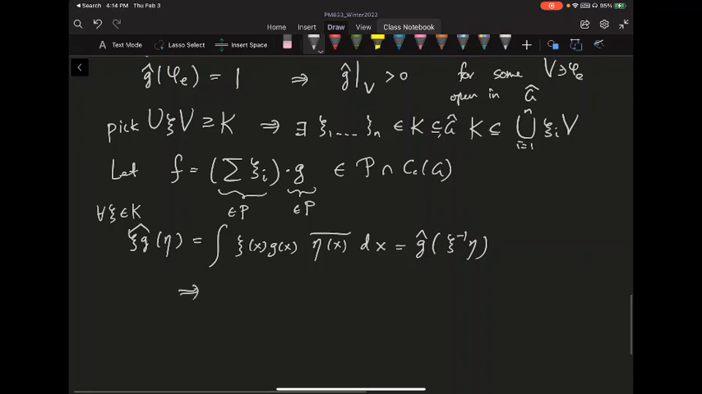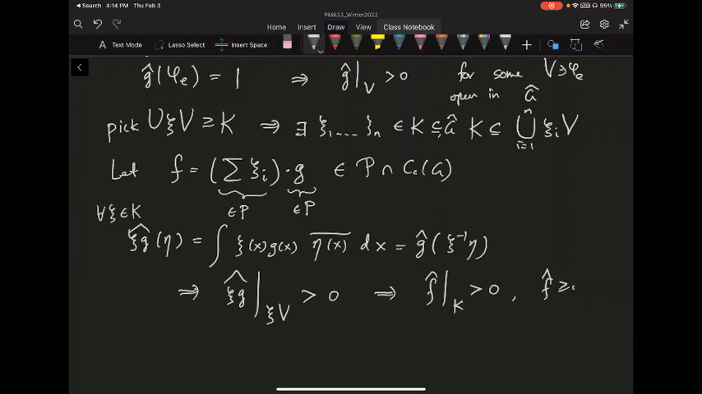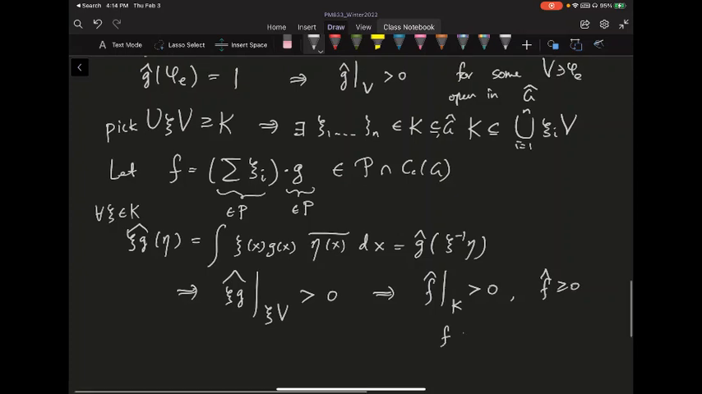So this basically shows that the Fourier transform of psi G, if you restrict to psi of V, is going to be strictly greater than 0, all right? And also because your G is greater than or equal to 0, this basically shows that f hat evaluated on each of these K is going to be strictly greater than 0. We have f hat greater than or equal to 0, which just follows from everything being positive. So f is inside P, okay? So let's finish this technical lemma.